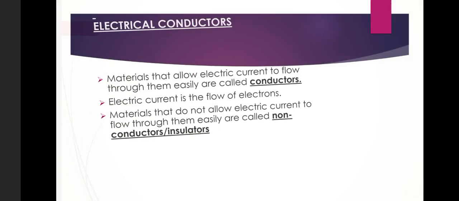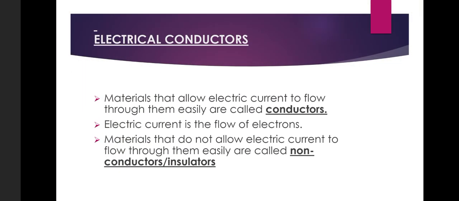Now learners, there is something else that I want us to discuss as far as electricity is concerned, and this is something that we are calling electrical conductors. Electrical conductors are normally the materials that will allow electric current to flow through them. So if a material is allowing electric current to pass or flow through it, we normally call it a conductor. On the other hand, those materials that do not allow electric current to flow through them, we normally call them non-conductors or insulators.